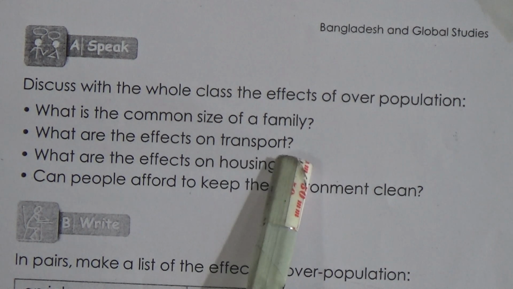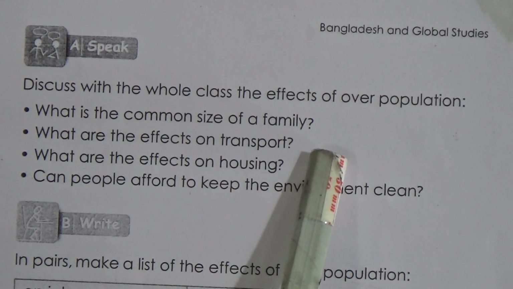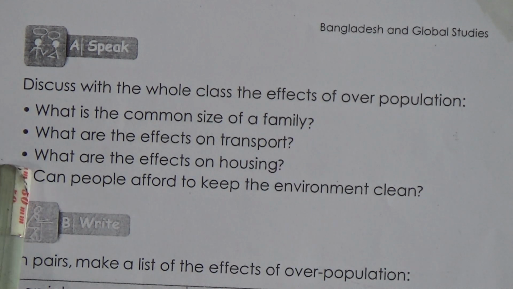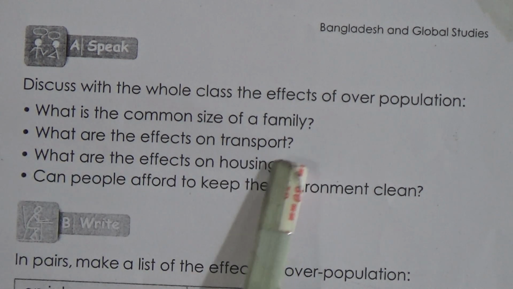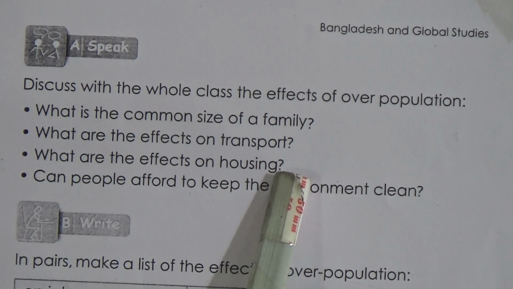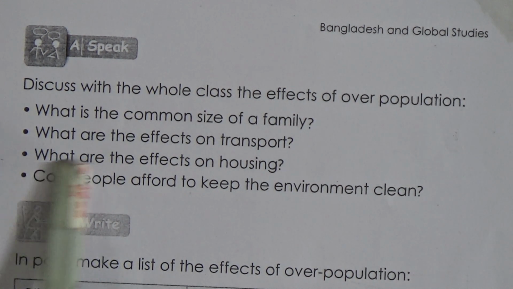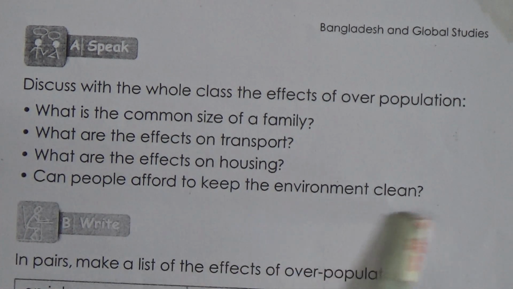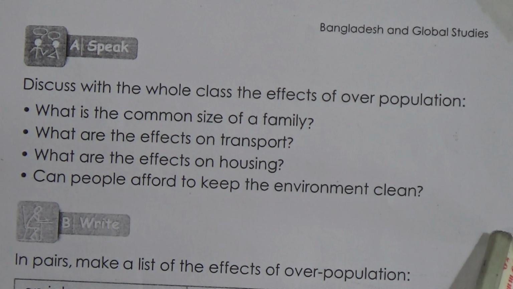What are the effects on transport? If we look at Dhaka city, we will find that all of the transport is full of people. That means they are overloaded with people. And what are the effects on housing? Although we have the urbanization process, we are making buildings with lots of floors, and we are making arrangements for carrying lots of people in one building. But although we have this, we are also facing a shortage of housing. Can people afford to keep the environment clean? No, people cannot afford to keep the environment clean because lots of people are not that conscious.